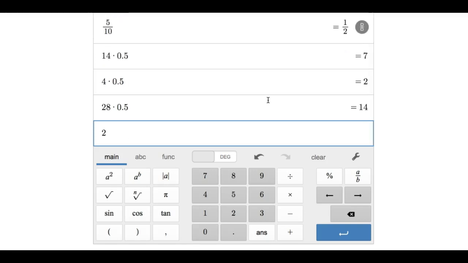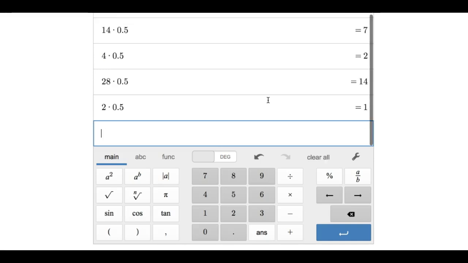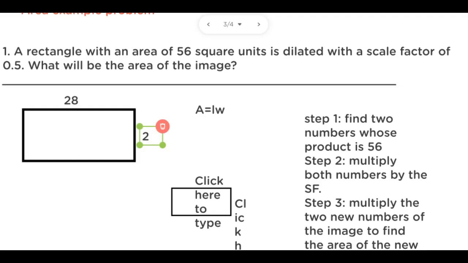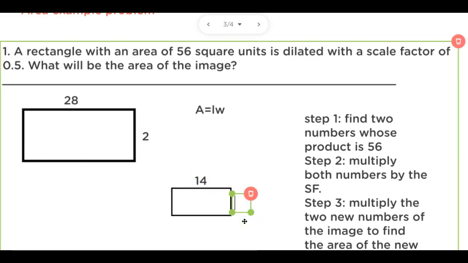2 times 0.5 is 1. So the new numbers for our image, according to 28 and 2, are now 14 and 1.